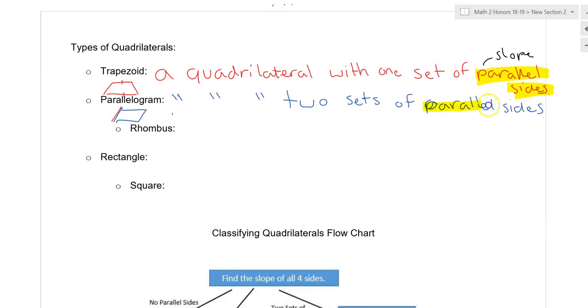So again, we're talking about parallel sides, which again means we're going to be talking about slope for those. So with a parallelogram, those 2 sides are parallel to each other, and then this and this are also parallel to each other. So I have to check all my sides for being parallel.